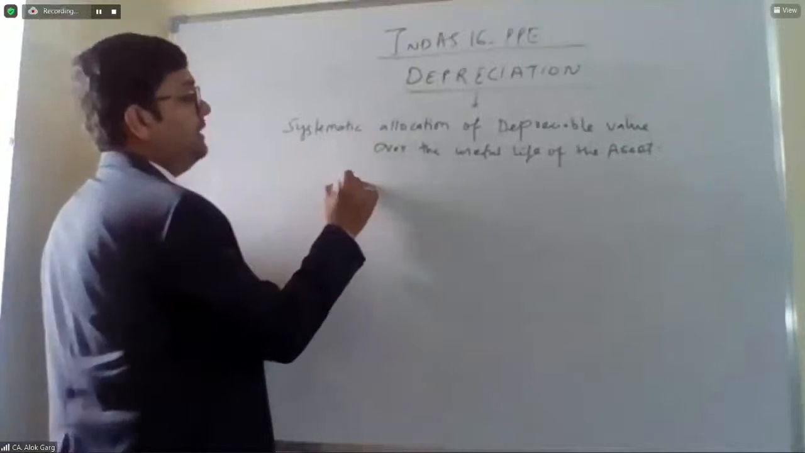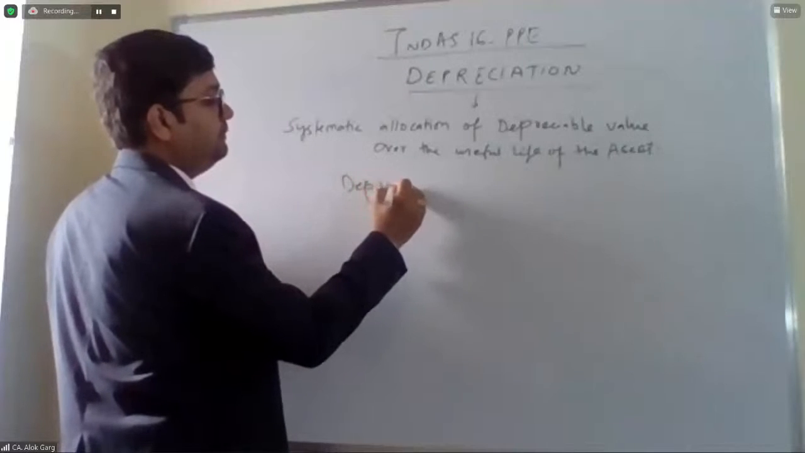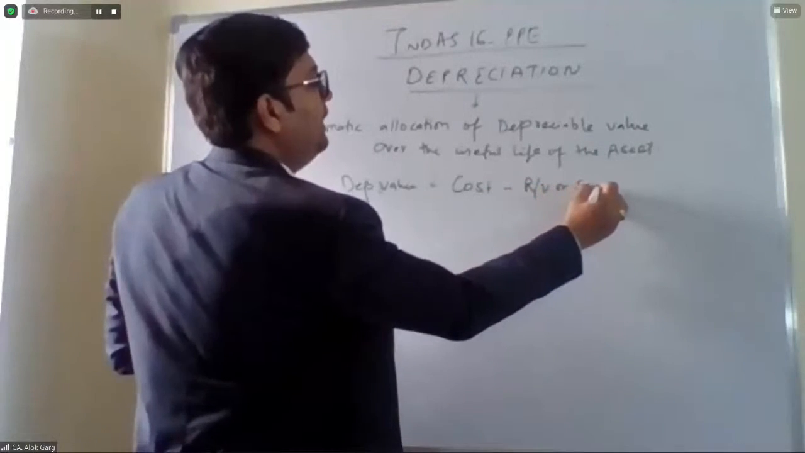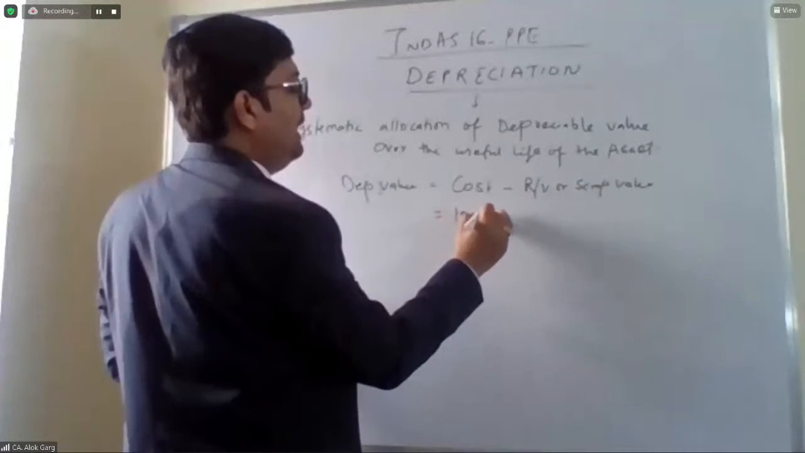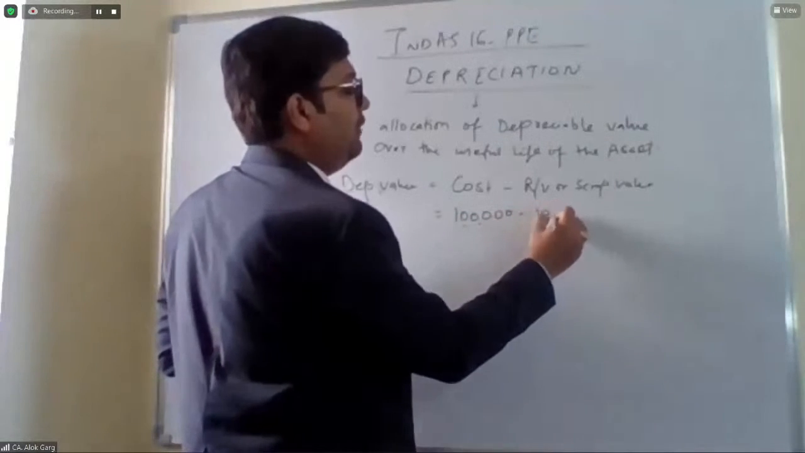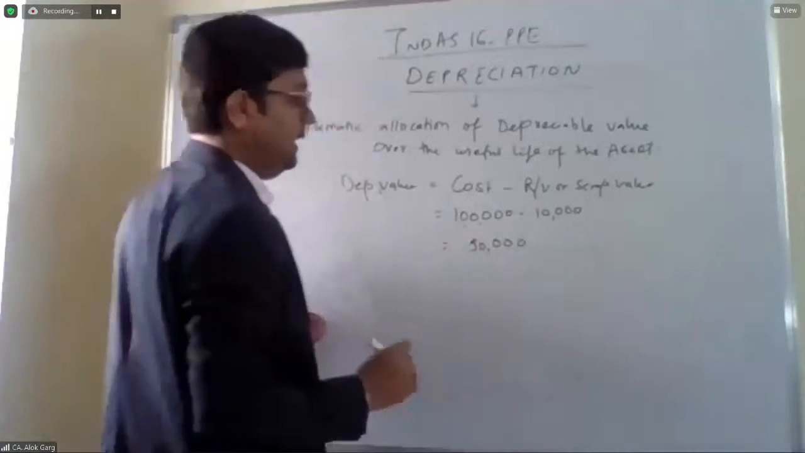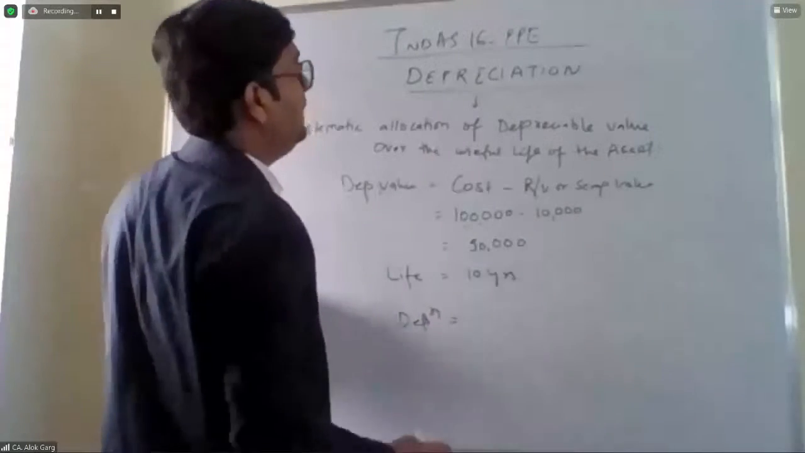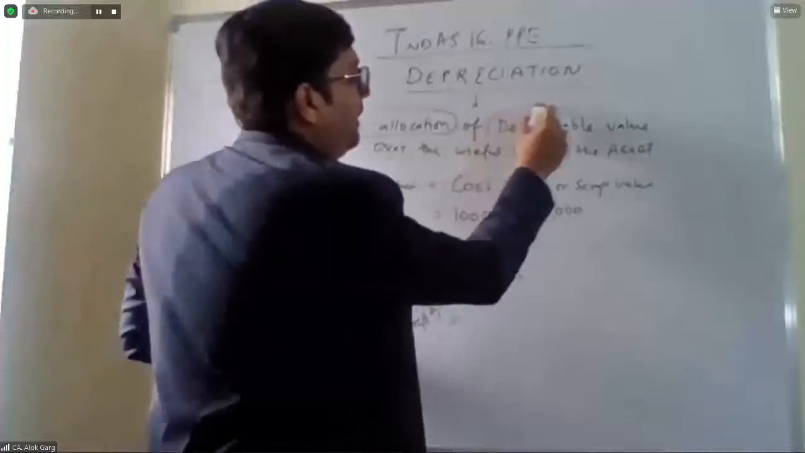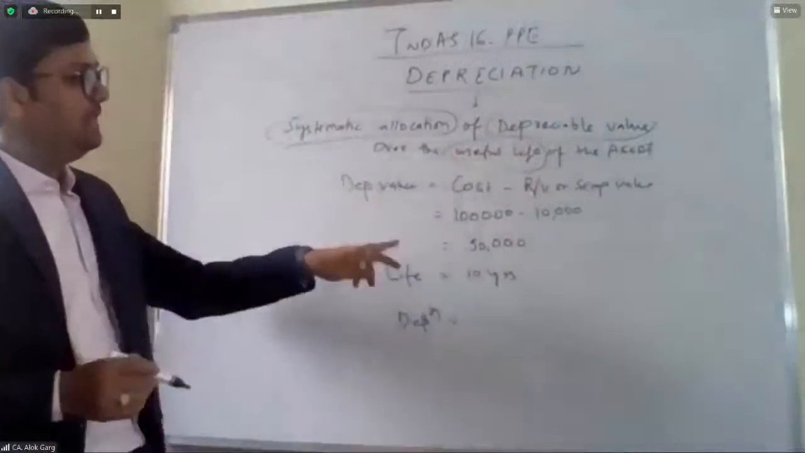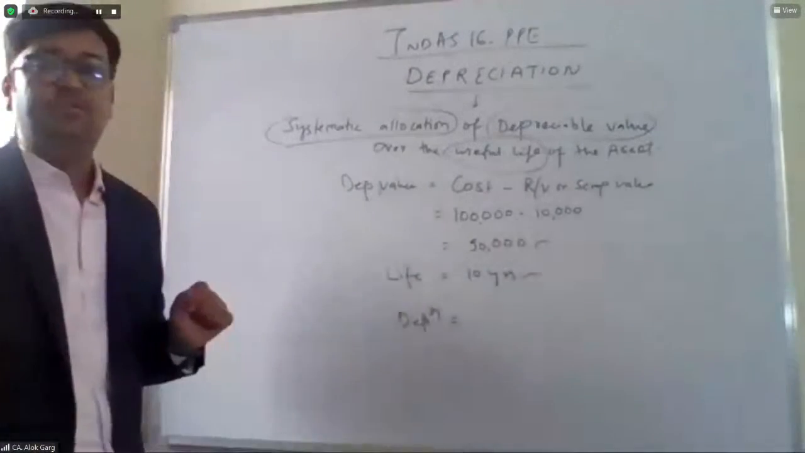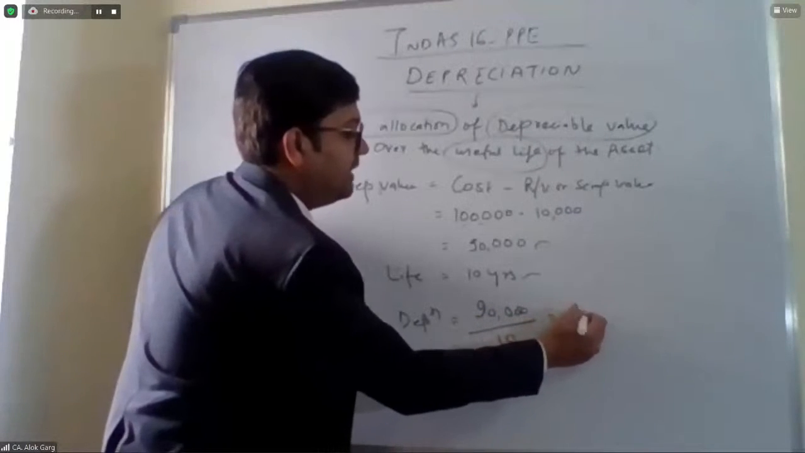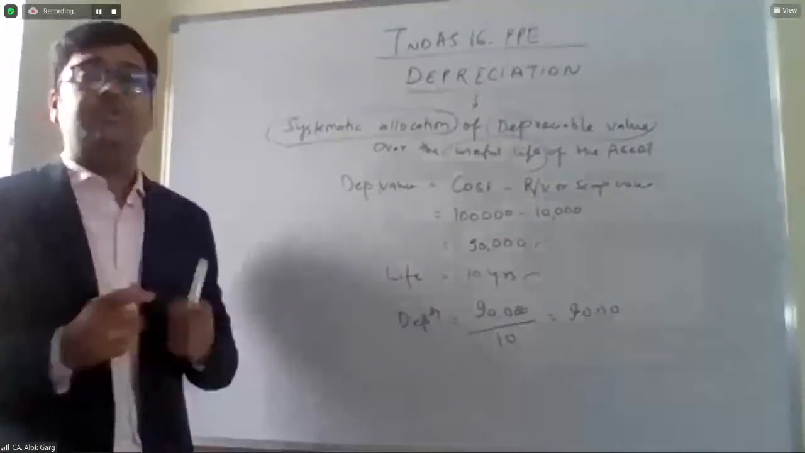What is the depreciable value? The depreciable amount is equal to cost minus residual value or scrap value. For example, 1 lakh rupees is the cost of the asset and the company is expecting a residual value of 10,000, then the depreciable amount is 90,000. And if the life is 10 years, then what is the depreciation? It is the systematic allocation of depreciable value over the useful life. So we are allocating 90,000 over the useful life of 10 years. So 9,000 is the depreciation which has to be charged every year. So this is known as depreciation.